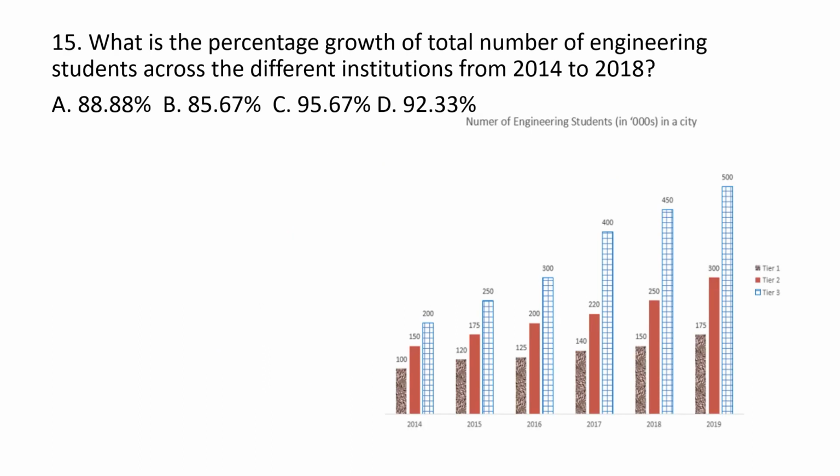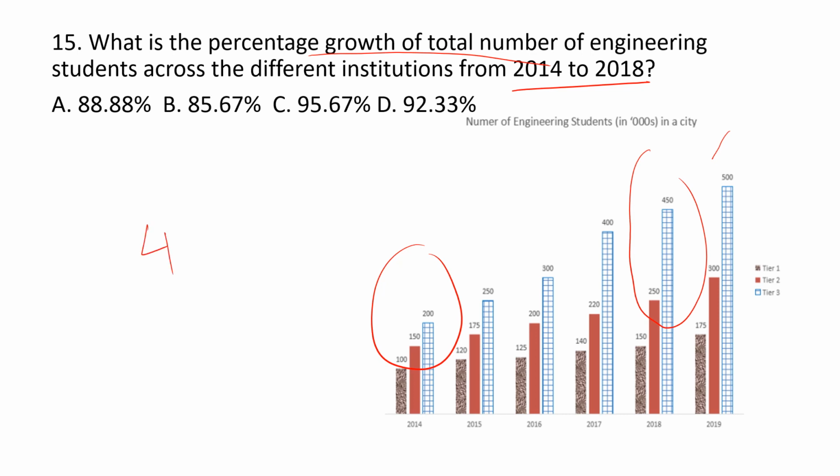Okay, now we are asked to find the percentage growth of the total number of engineering students across the different institutions from 2014 to 18. Simply, if you want to find the percentage, find the totals in 2014 and in 2018. The total number in 2014 is the sum of these three: 100, 200 and 150, so 450 in 2014.